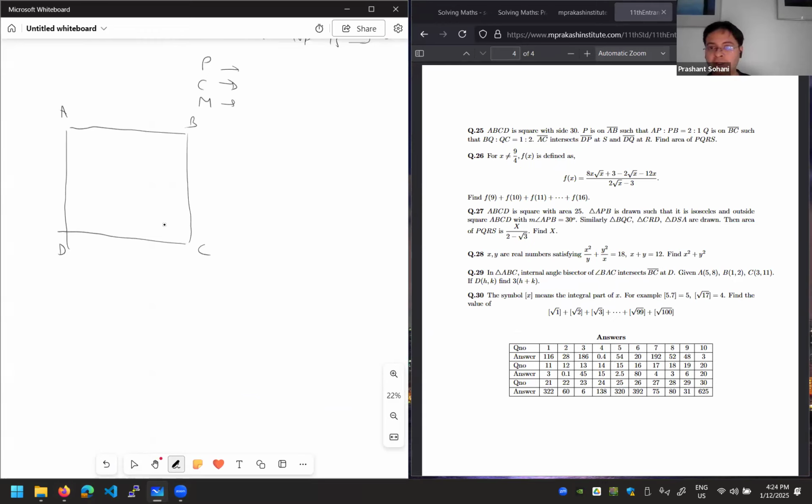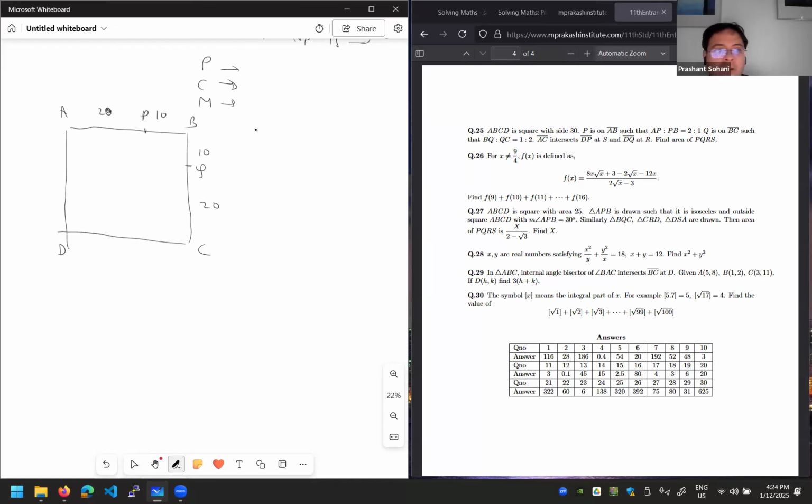Okay, P is on AB such that AP upon PB is 2:1. So here right away, because we know the side length, we in fact know the lengths of AP and PB. That is not a secret. We know 20 and 10. And Q is on BC such that BQ upon QC is 1/2. So again, we know the lengths. That information which is given in terms of ratio, we can directly convert into length.